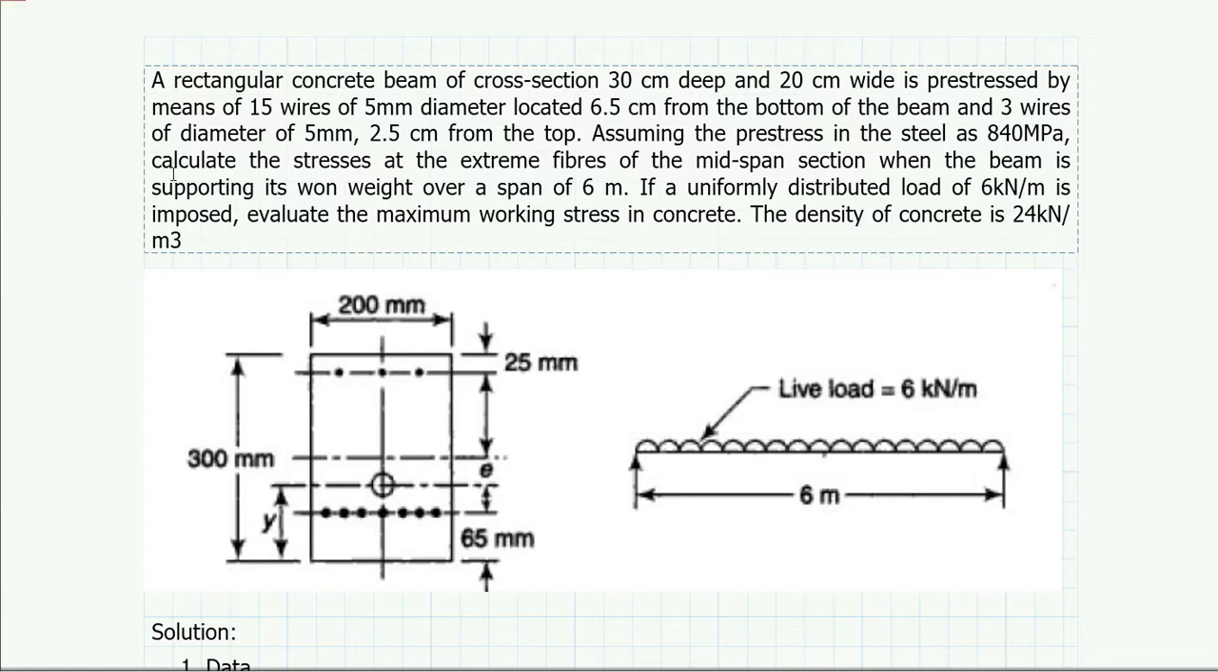Okay. So the problem statement, if we draw the cross section as well as the elevation of the beam, it will look something like this. Here, this is the section. Here we have the three numbers of tendons at the top and the 15 numbers of tendons at the bottom, having a distance of 25 mm and 65 mm from top and bottom fiber respectively, and the span of the beam is 6 meter which has a live load of 6 kilonewton per meter.